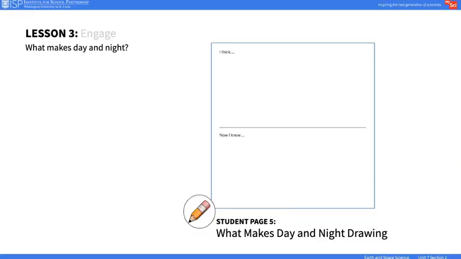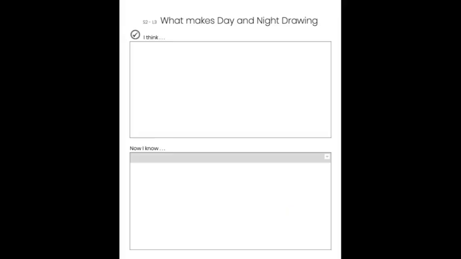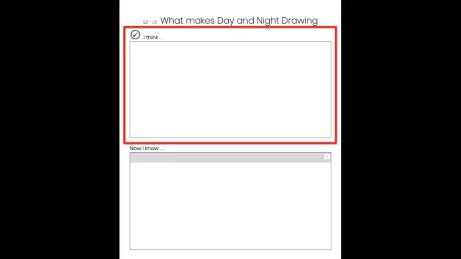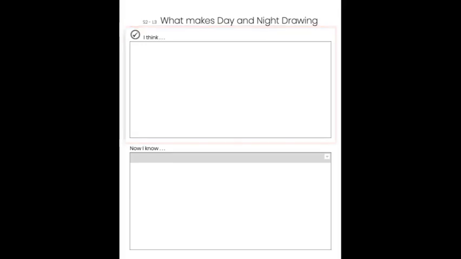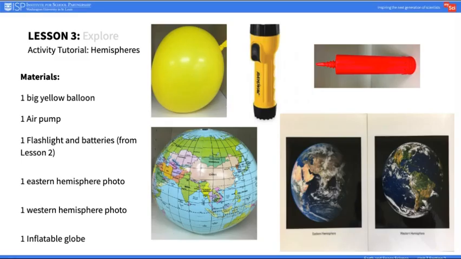In the Engage, direct students to the What Makes Day and Night drawing sheet, student page 5. Below the words "I think," ask them to draw or write their idea about what makes day and night. In this activity on hemispheres, students will use models to represent the sun and the Earth.